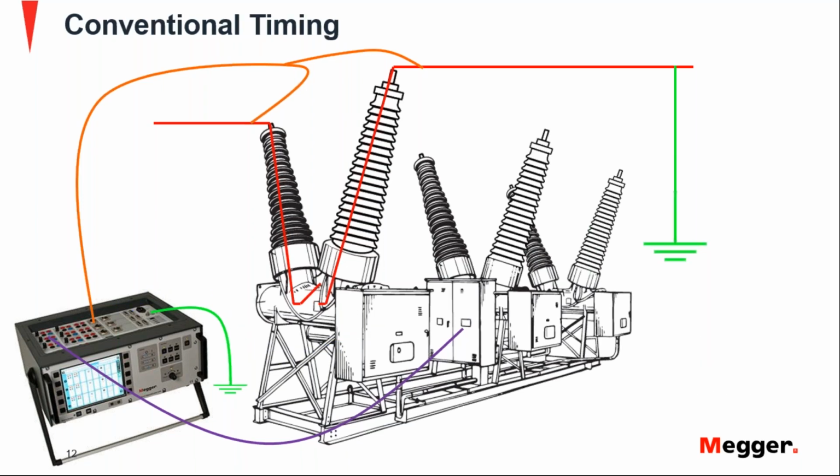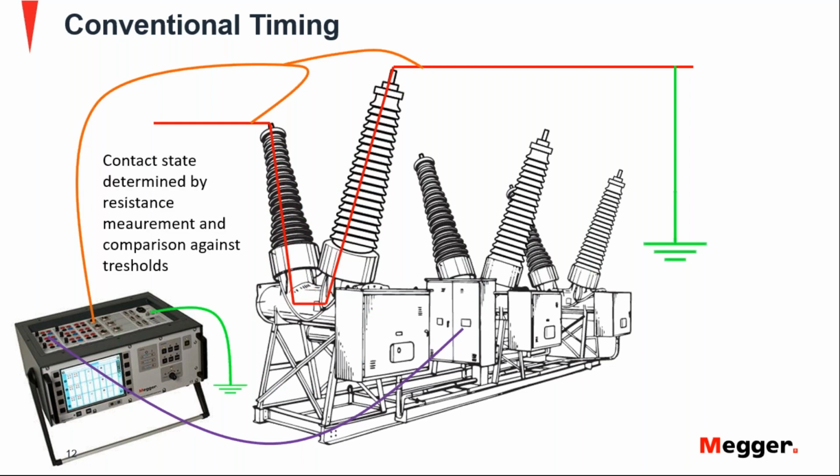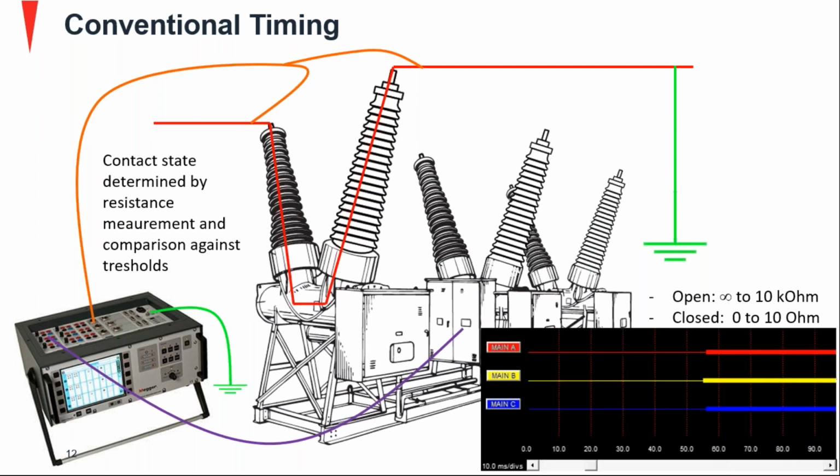So here is the breaker ready for testing, and as I was explaining, conventional timing works like this. The instrument will put a voltage here, and as soon as this breaker is closed, it closes the circuit, and current will circulate. And as soon as that current circulates, you can calculate a resistance. So what conventional timers do is that they have a threshold set up or programmed, and whenever that threshold is met, then the software or the algorithms define the moment that the breaker closed or opened.